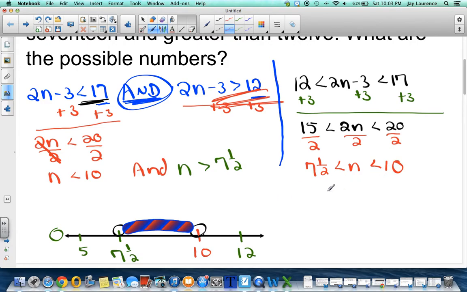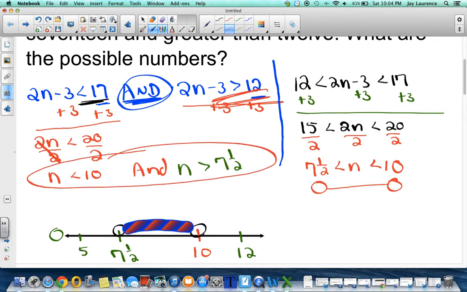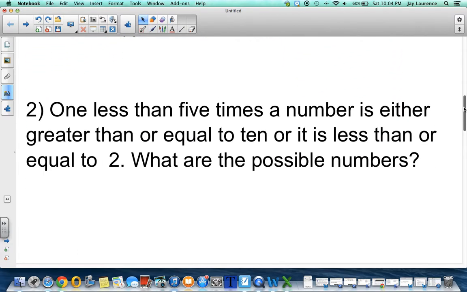I think I like this way so much better because it looks like this picture to me, where these are the endpoints, and then all the numbers in between are the solution. But again, there's nothing wrong with doing it this way. Just remember that ands will look like that. All right, let's go down to number 2.